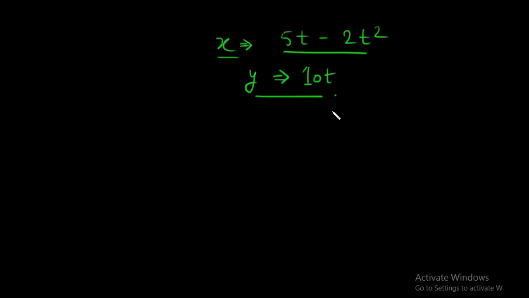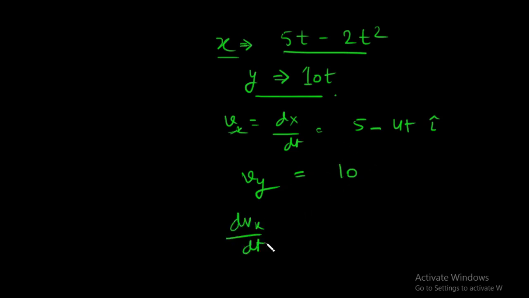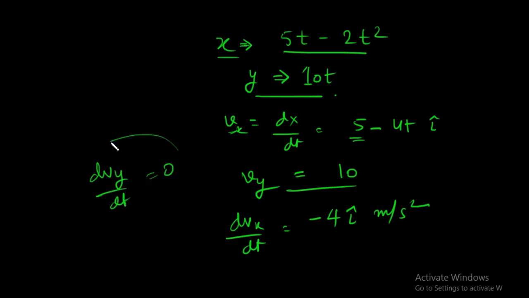Before calculating acceleration, we can find out the velocity. V is dx over dt. So this would be 5 minus 4t, and Vx is termed as i direction, where i is a unit vector along x, and Vy will be 10. Now what will be the acceleration? When we differentiate Vx, this vanishes and this vanishes, so we have minus 4 only, minus 4i meters per second square. And when we differentiate Vy, dvy by dt, we have 0.